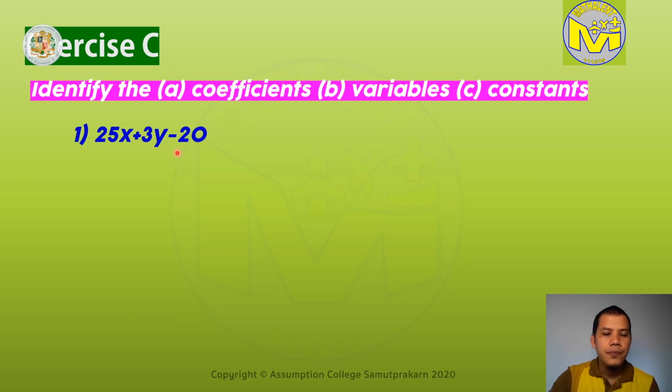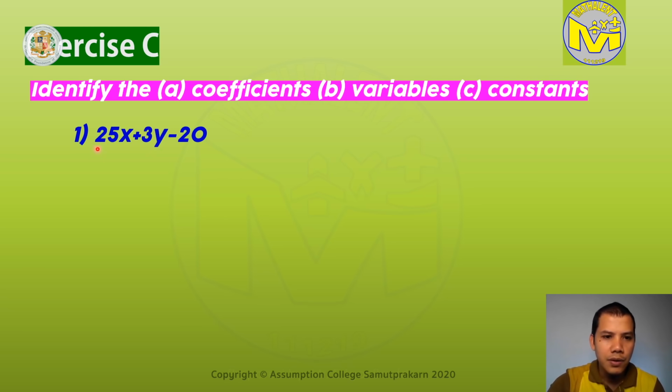Or it is separated by plus, so it will become plus 3y. This is minus 20. So first, A, what are the coefficients in this expression? So we have 2, okay? Remember, coefficients are the numbers before a variable or variables.